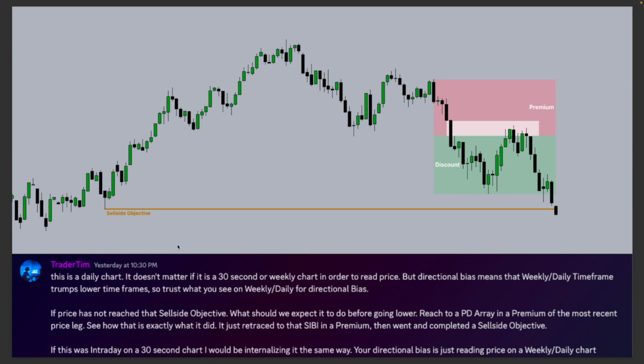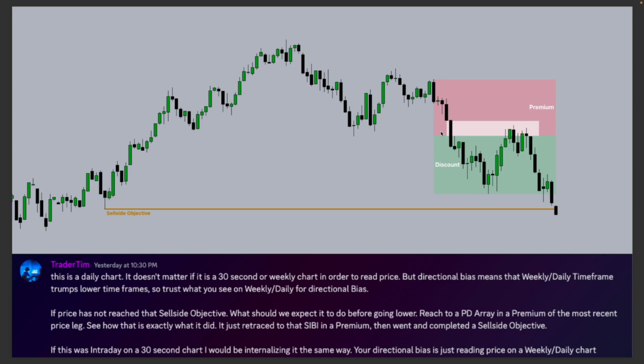I said, this is just a daily chart. It doesn't matter if it is a 30-second or weekly chart in order to read price. But directional bias means that weekly or daily time frame trumps, in other words, takes priority over the lower time frames. So trust what you see on the weekly or daily charts for directional bias. If price has not reached that sell side objective, so this low, and it's retracing upwards, what should we expect it to do before going lower? Reach to a PD array in a premium of the most recent price leg.